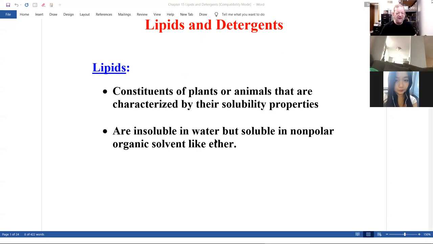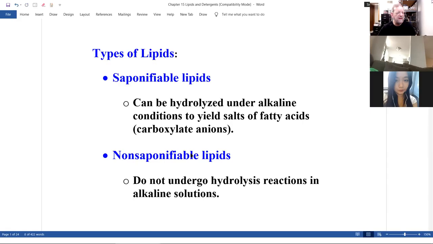All right, this new chapter talks about lipids and detergents, and we're going to get into some neat things. Coming attraction, I will teach you how you get your hands clean with soap, plus other neat things you never thought were organic chemistry, and they are. Now, lipids are chemicals or constituents that come from plants or animals, and they're characterized by their solubility properties. They're insoluble in water, but soluble in nonpolar organic solvents like ether or hexane, alkanes, cycloalkanes. So lipids are chemicals that come from plants and animals that are not soluble in water, but are soluble in certain organic solvents.